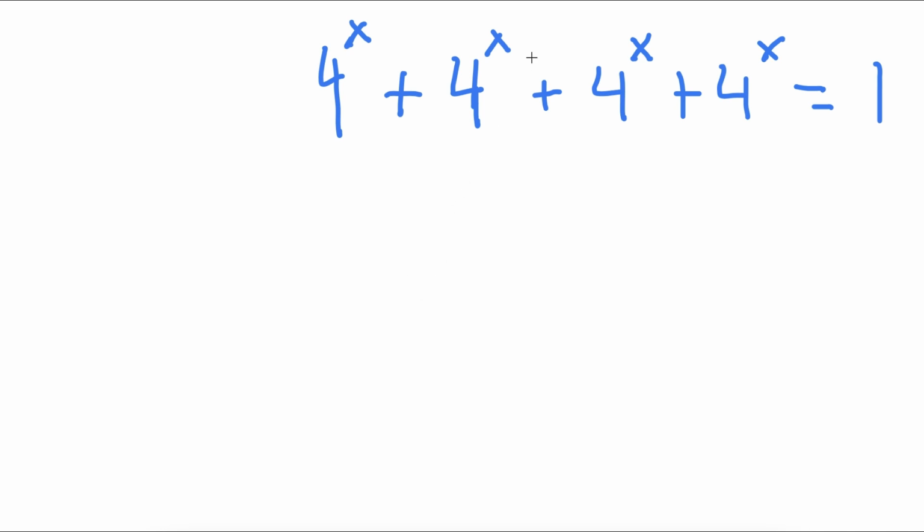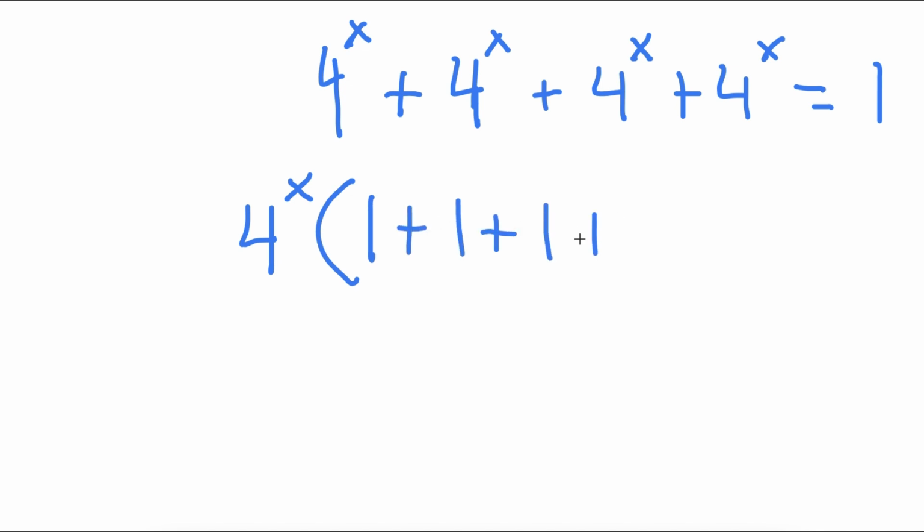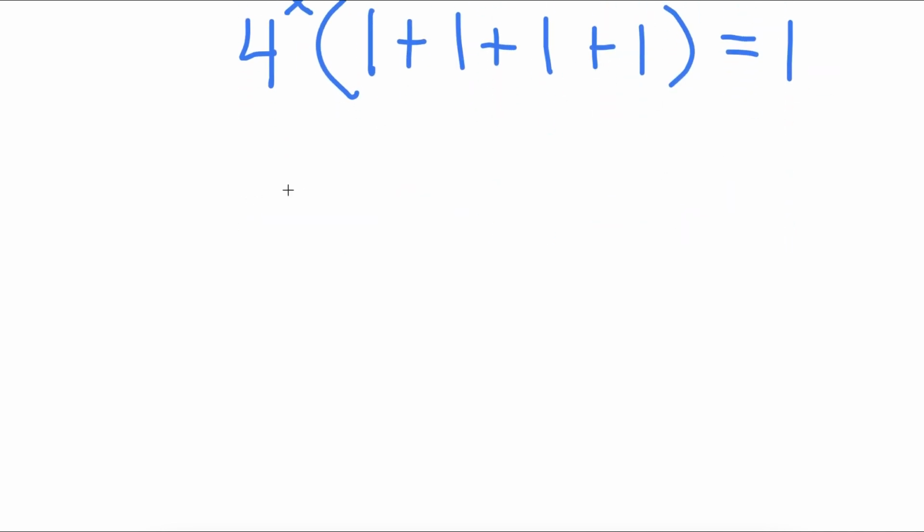So this is my answer. Alright, so in this problem, I have 4 to the power of x plus 4 to the power of x plus 4 to the power of x plus 4 to the power of x is equal to 1. So the first thing I'm going to do is factor out 4 to the power of x. So now I have 4 to the power of x times 1 plus 1 plus 1 plus 1 is equal to 1. Now, if I simplify what's in the parentheses here, I get 4. So now I have 4 to the power of x times 4 is equal to 1.